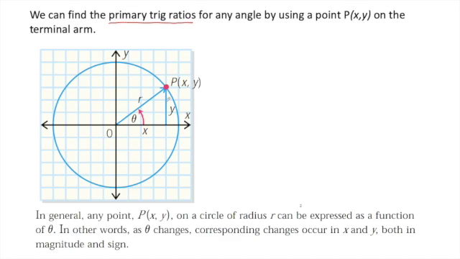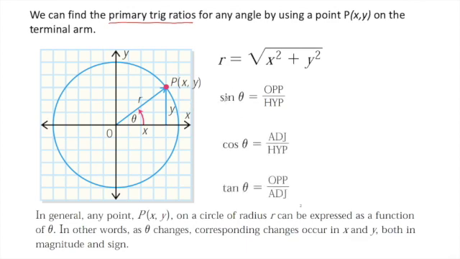Once we get into an example, this won't be x and y anymore. It'll actually be a numerical value. To find the length of our radius, we have our Pythagorean theorem, so it's the square root of x squared plus y squared. You should know that. And then we're also able to set up our three primary trig ratios: sine, cos, and tan.